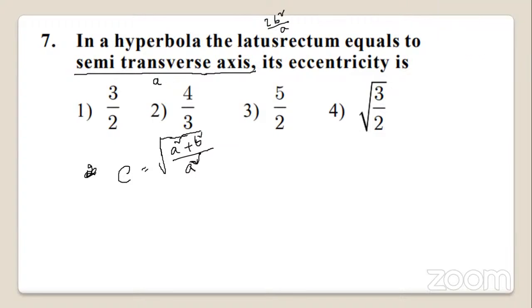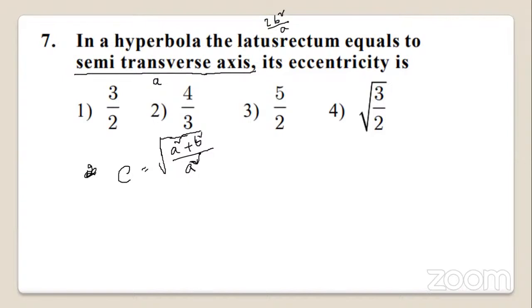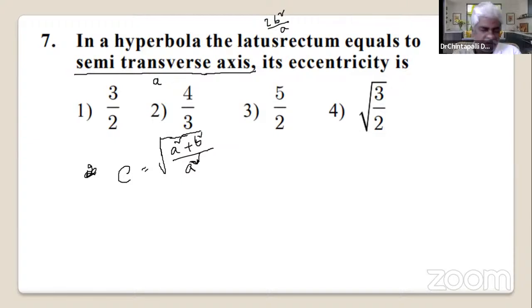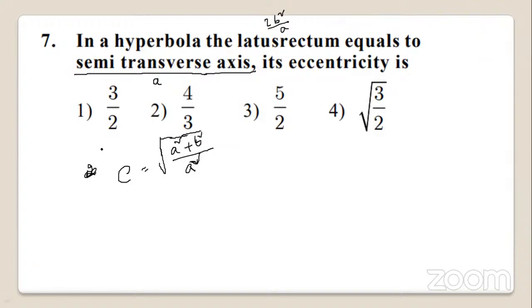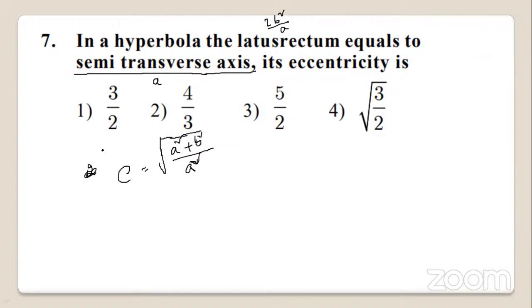4b square plus a square by 2b square. 4b square plus a square. What is a square equal to? A square equal to 2b square. We equated these two values. So 4b square plus 2b square, how much? By 2, tell again. A square, so it is b square by 2 times 1 by 2b square.